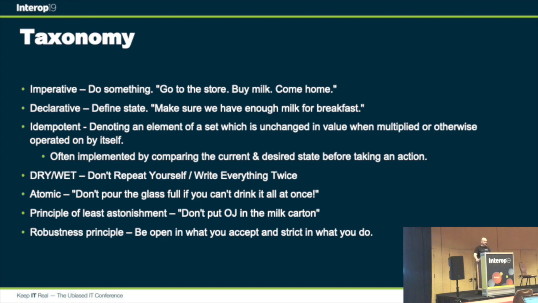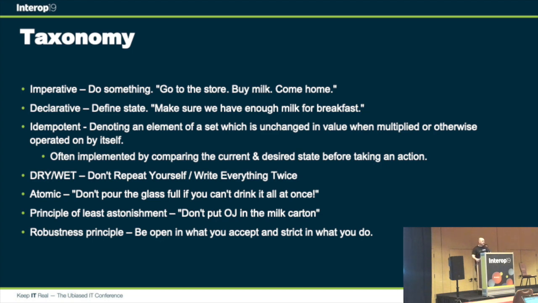Principle of least astonishment. Don't put OJ in your milk carton. If you had a function called one or none, and it returned 2 every now and then, you're not expecting that. You're not expecting this other use case. So it describes to whoever else is looking at your code afterwards what you're doing, and it helps with that piece of it.